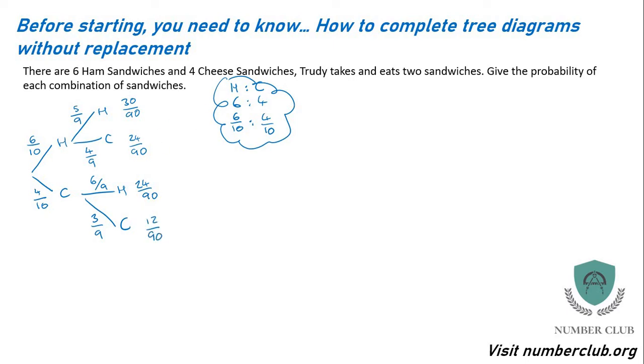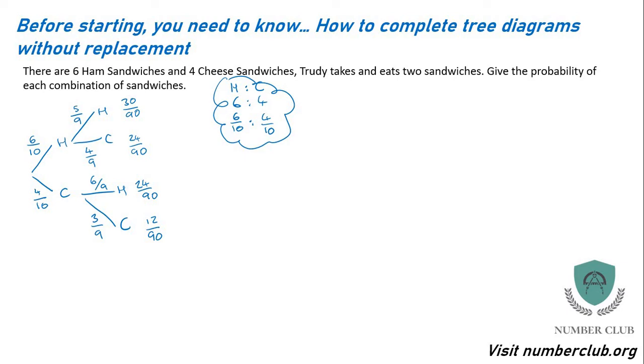You could be asked, what's the probability of getting the same sandwich twice? Have a think. Probability of getting the same sandwich twice. That would be 42 out of 90, because you'd have 2 hams are 30 and 2 cheeses is 12. So that's 42 out of 90. Or you could be asked, what's the probability of getting no cheese sandwiches? Well, that'd be the same as getting 2 hams in a row, which is 30 out of 90.